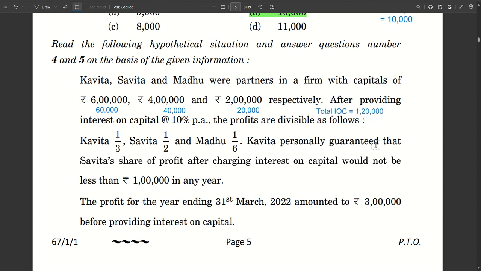Now Kavita personally guaranteed that Savita's share of profits after charging interest on capital would not be less than 1 lakh in any year. Profit for the year was 3 lakhs.